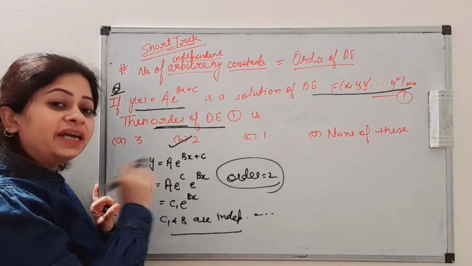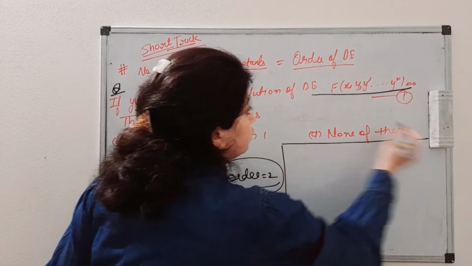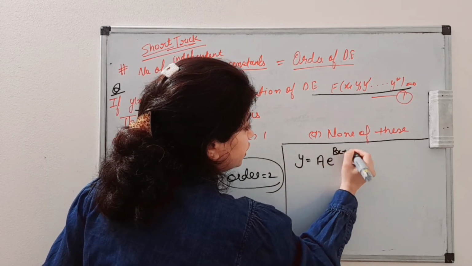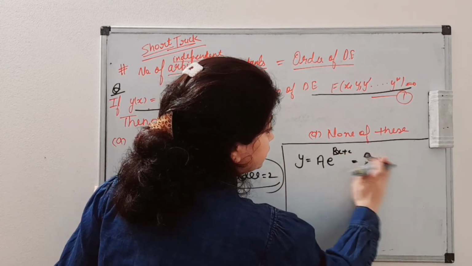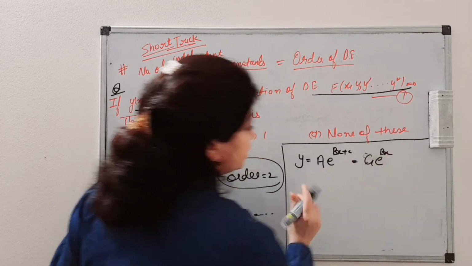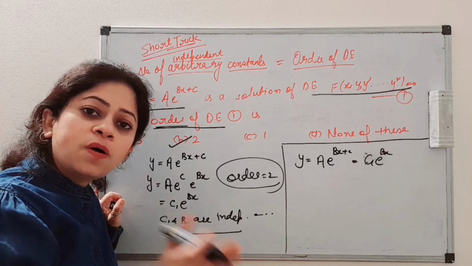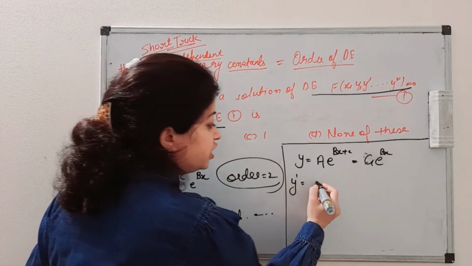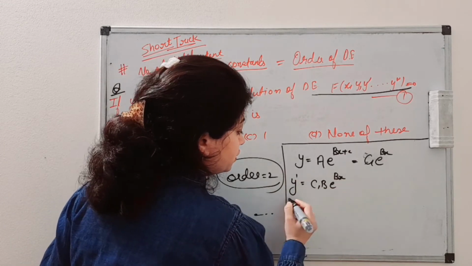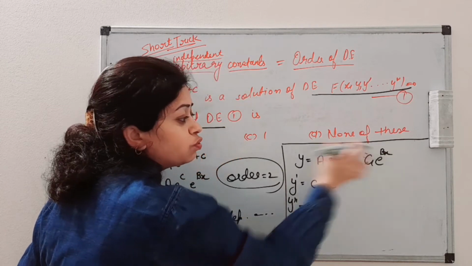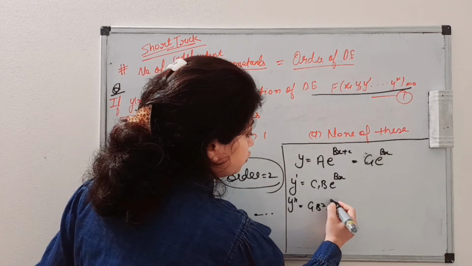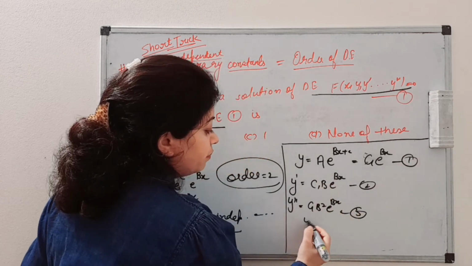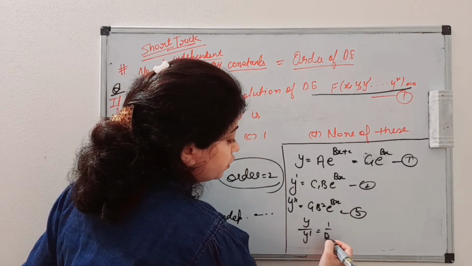So this is the answer. We can check it also. How will we check it? We have this solution a e raised to power bx plus c, or we can write it as c1 e raised to power bx. In such cases, what do we do? We form the differential equation. What is the method of forming the differential equation? Differentiate it 1 time: c1 b e raised to power bx. Differentiate it 2 times because it has two constants: c1 b square e raised to power bx. Now this is 1, this is 2, this is 3. Divide 1 by 2: y by y dash is equal to 1 by b.